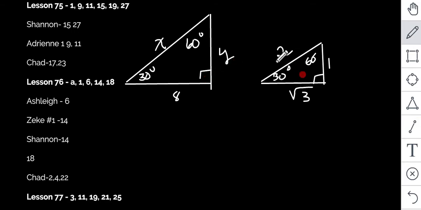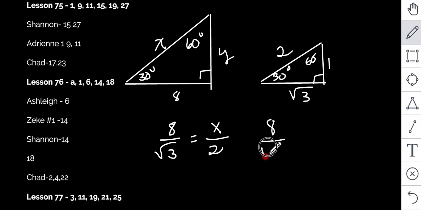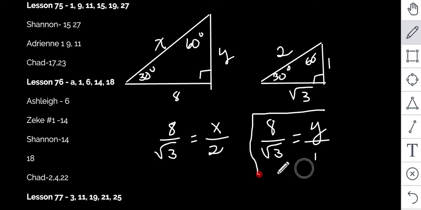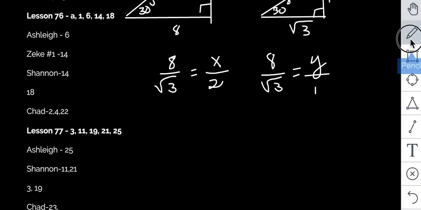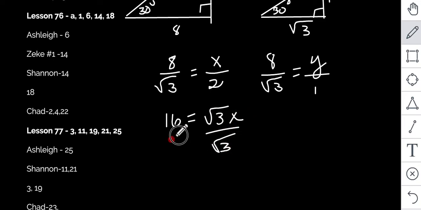So you use this, just do similar triangles. I'm not going to do all of it. You go left to right, 8 over the square root of 3 equals x over 2. And then you would do 8 over the square root of 3 equals y over 1, which, that would just be the answer. But you would actually take that back. You have to rationalize these. So make sure you don't leave a radical in the denominator. It's going to be 16 equals the square root of 3 x, and then divide by the square root of 3.